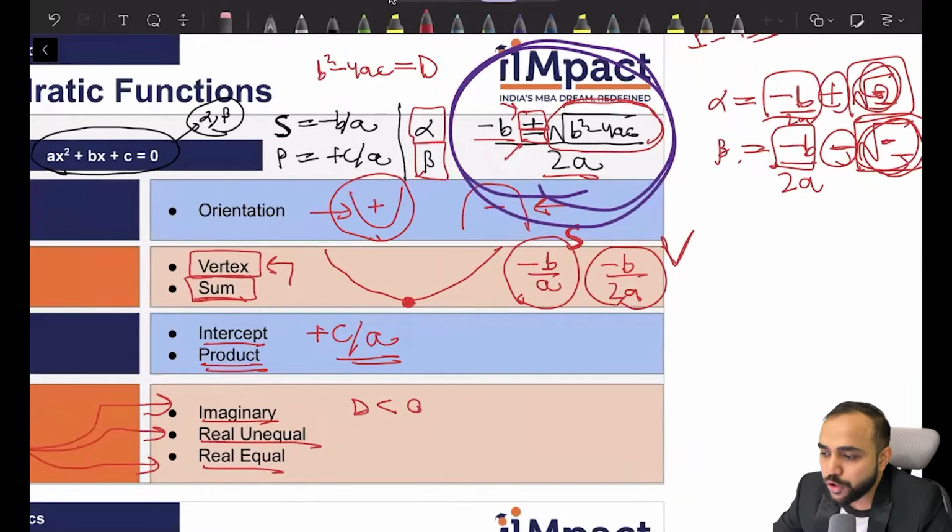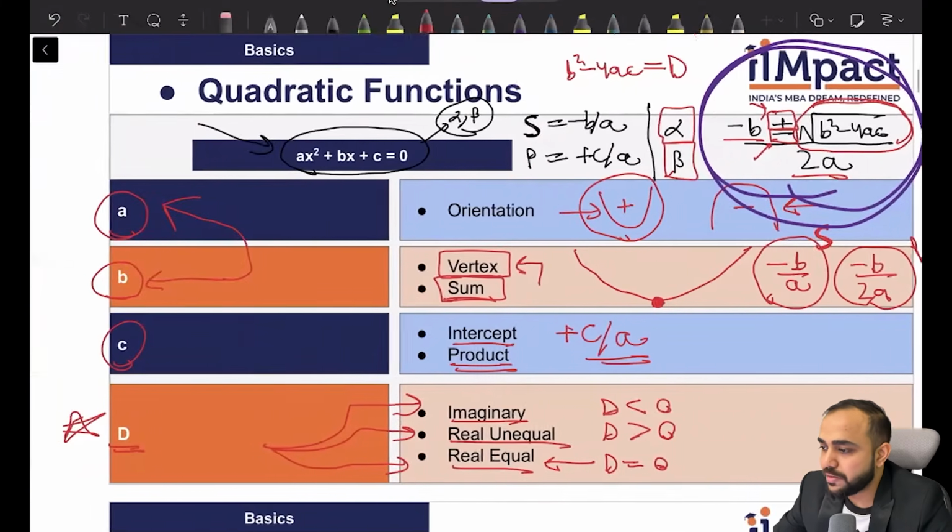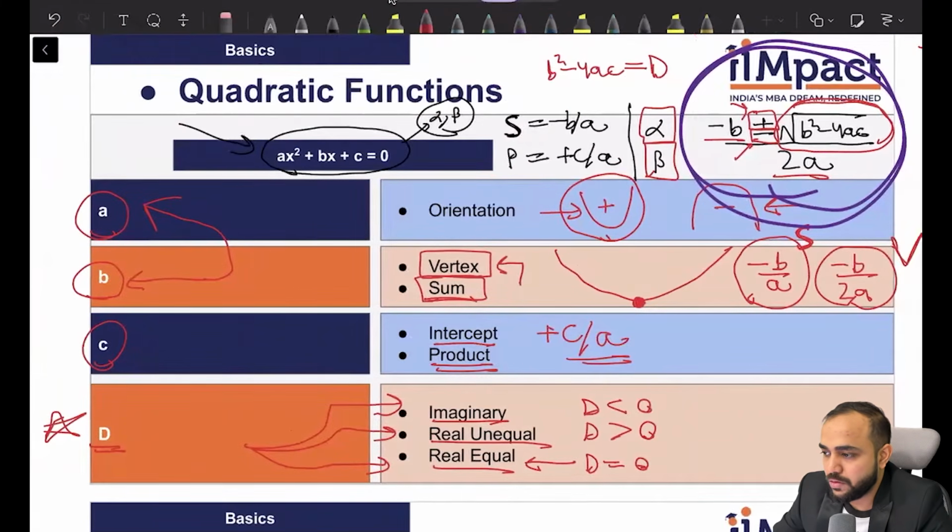So for you to have real unequal values of the roots, you need your discriminant to be greater than 0. So if your discriminant is equal to 0, you will have real equal roots. If you have your discriminant greater than 0, then you will have real unequal roots. So far, is everyone clear on the coefficients and the discriminant?